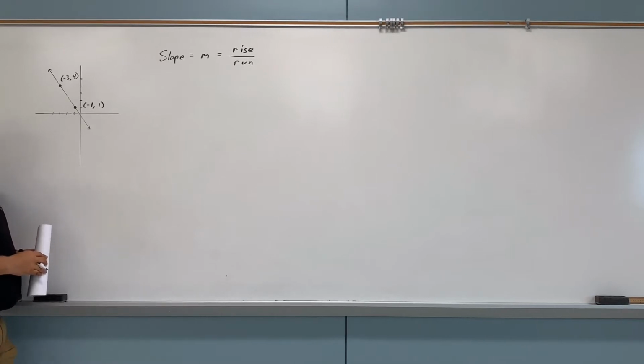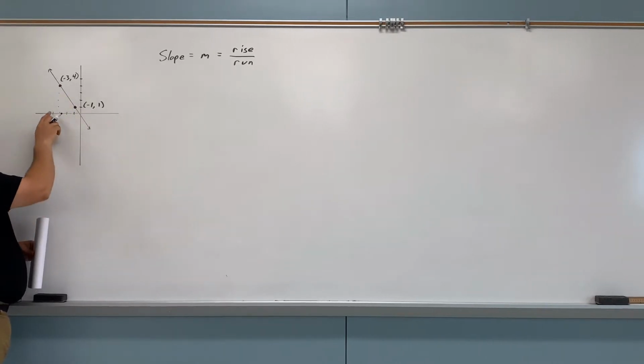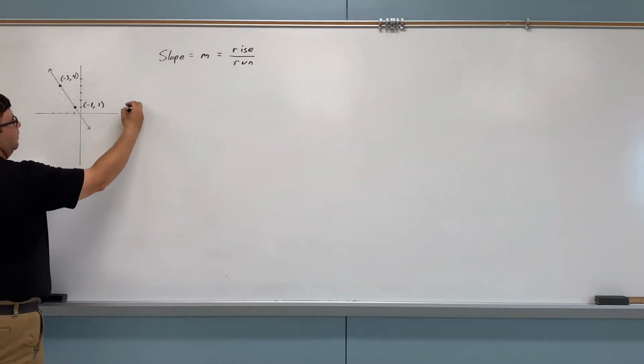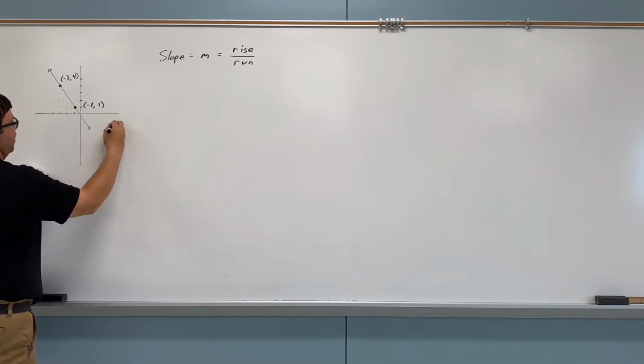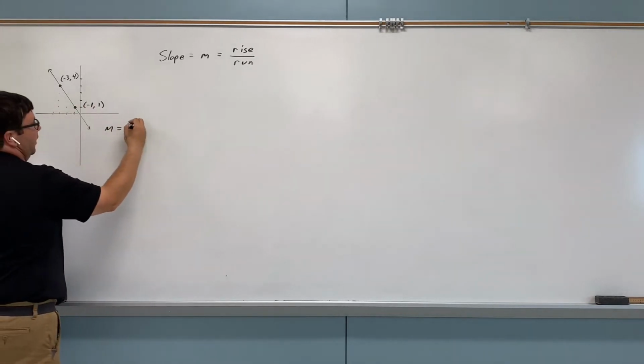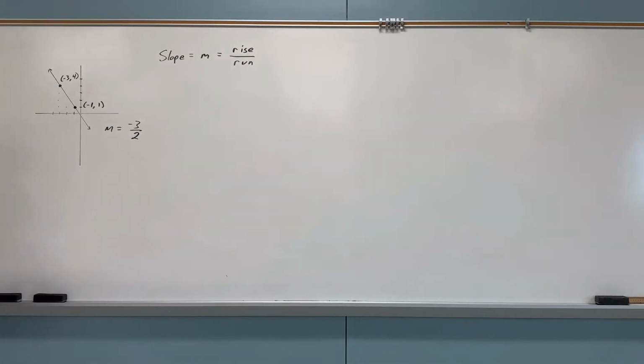Now, if I were to count the spacing between them, I would count my y values first. So from here, I have 1, 2, 3, and then going over to the point, 1, 2. What I would see is that I have a slope. I'm going to write it right here. That went down 3 units, so down 3 over 2 units. And so I have a slope of -3/2.